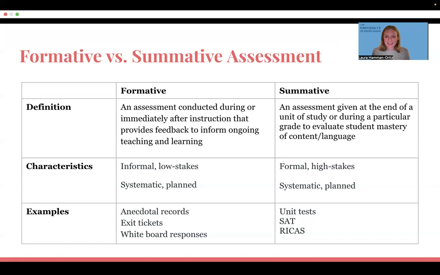Summative assessment, as I said, is really given at the end of a unit of study, is kind of showing mastery after many opportunities to engage with the learning. It's more formal, high stakes, but also systematic and planned. So you can see this overlap here, that assessment should be thoughtful and systematic and planned. And here, when we have summative assessments, that includes both assessments connected to your curriculum, like a unit test, but also tests that are standardized and given outside of the curriculum, but ideally still rooted in standards like the SAT, the RICAS, so those sorts of tests that students are taking.